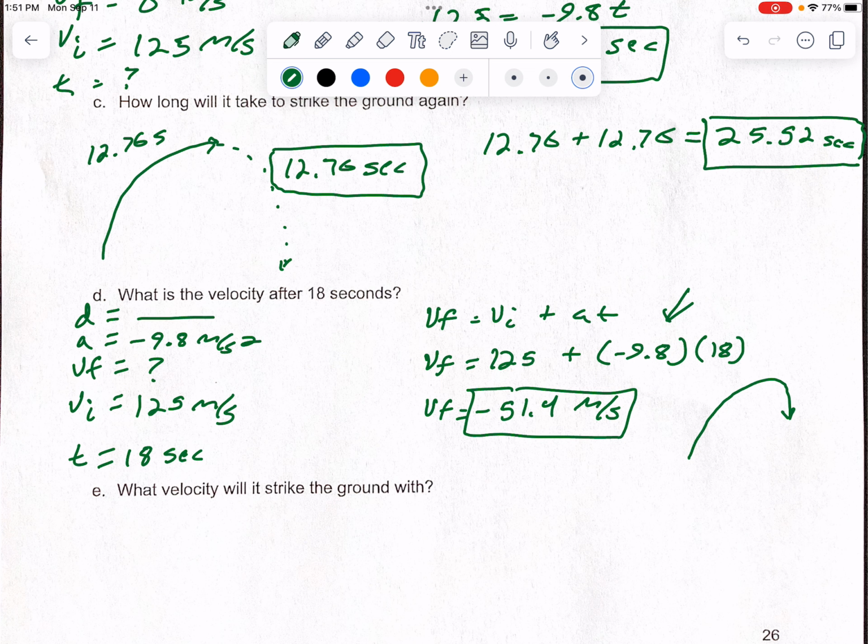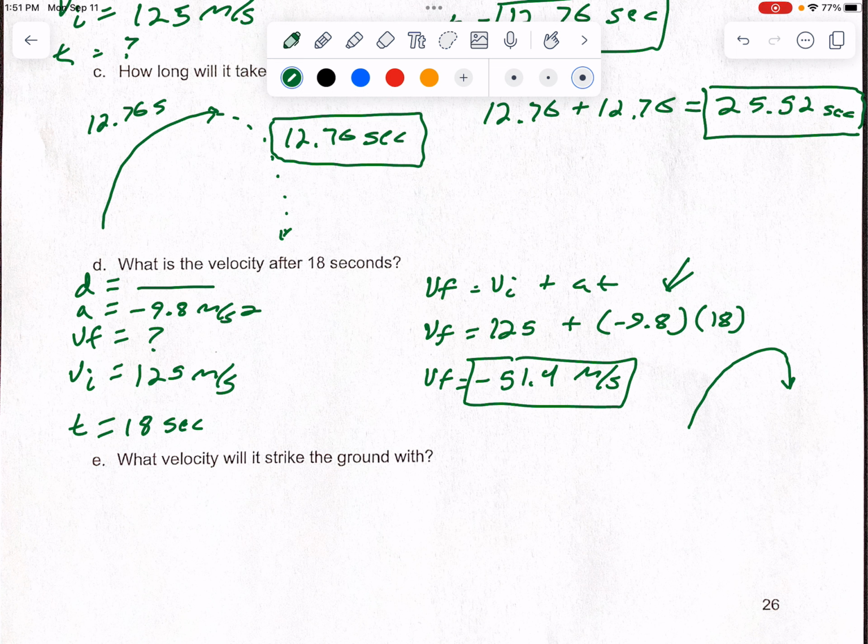Okay. E, what velocity will it strike the ground with? Remember we talked about how we're not losing energy anywhere. We're not worried about air resistance. So whatever velocity I shoot that thing up with... uh-oh, my pen's breaking. All right, my pen's breaking on this one, so I'll just explain it. Whatever velocity going up is going to be the same velocity going down, it's just going to be negative. So you have 125 meters per second going up, and whenever it comes back down and hits the ground, it's going to be negative 125 meters per second.